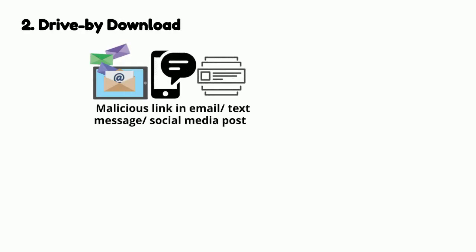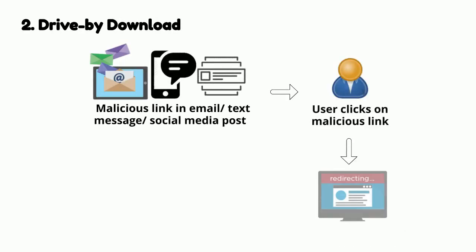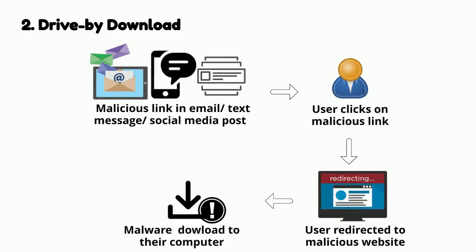The second method is drive-by download. These downloads may be planted in innocent and normal-looking websites. A victim might receive a malicious link in an email, text message, or social media post. When the victim clicks the link, the download is then installed on their computer. A drive-by download will usually exploit an outdated browser, app, or operating system with a security flaw.